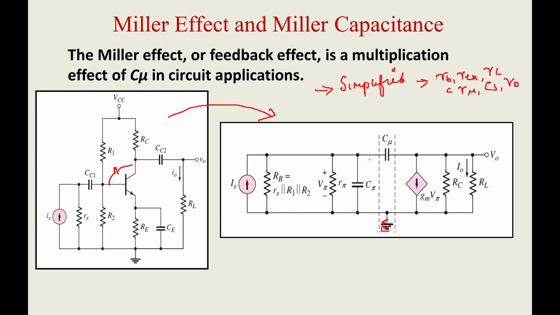So C mu is your reverse bias capacitance, and gm V pi is your current source. It's a dependent current source, and this is mathematical, right? So you have to be very clear. This is your mathematical modeling for a transistor in the higher frequency, simplified.